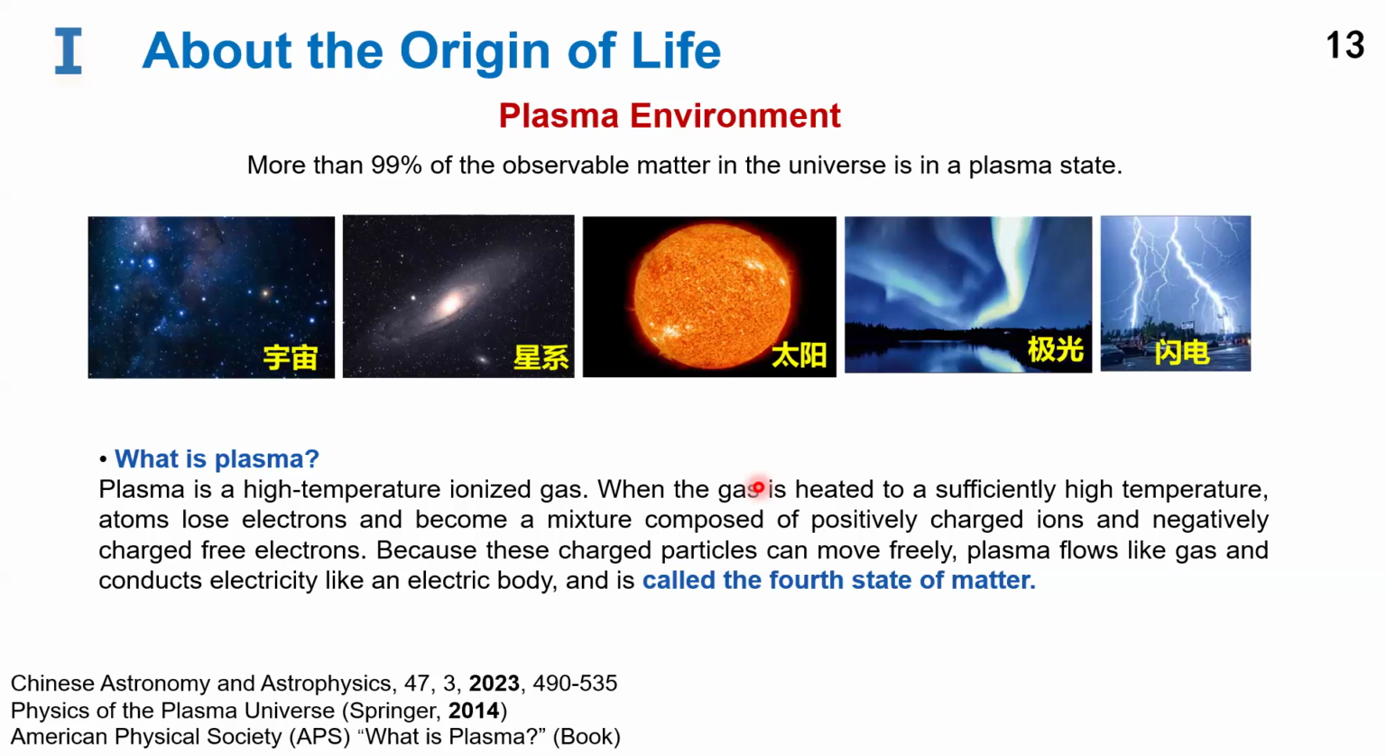Plasma is a high temperature ionized gas. When the gas is heated to a sufficiently high temperature, atoms lose electrons and become a mixture composed of positively charged ions and negatively charged free electrons. Because these charged particles can move freely, plasma flows like a gas and conducts electricity like an electric body, and is called the fourth state of matter.